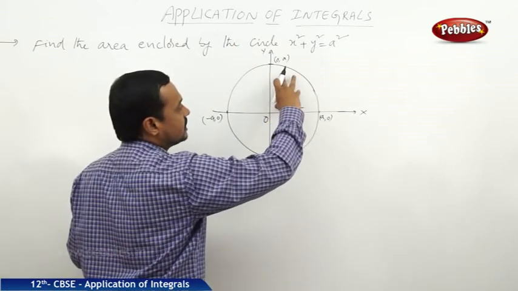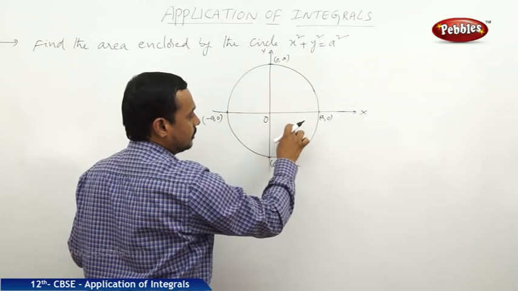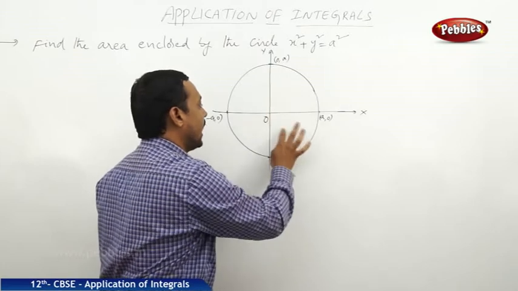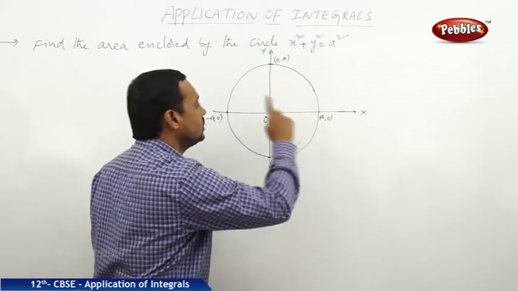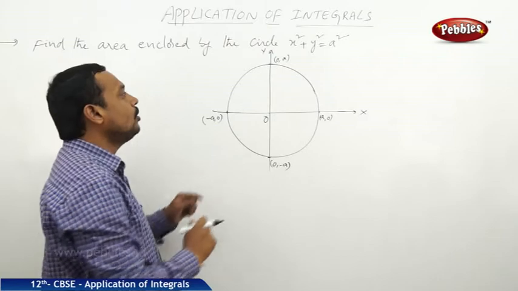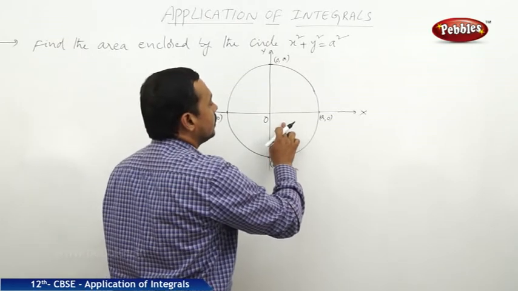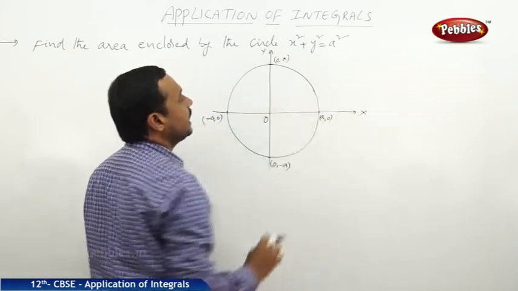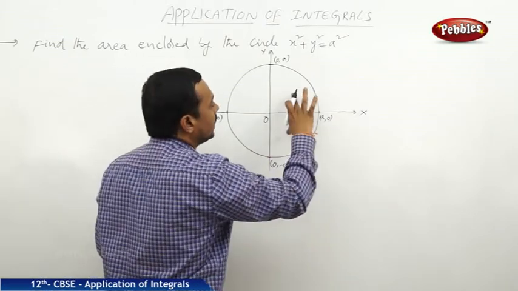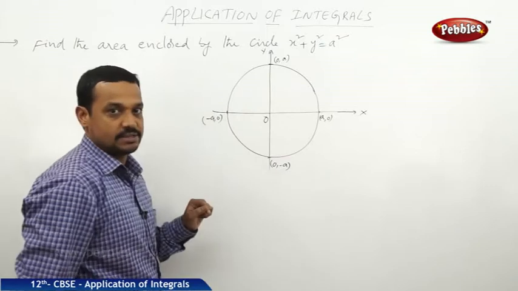That means the area of this portion and the area of this portion and this one and this one. So we have to determine the areas of the four portions and add. When we add all these portions, we get the total area enclosed by the circle. You know, the circle is symmetric about the x-axis and y-axis, so it makes equal areas with the x-axis as well as with the y-axis.